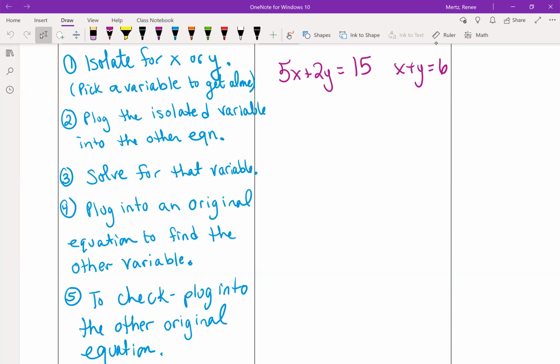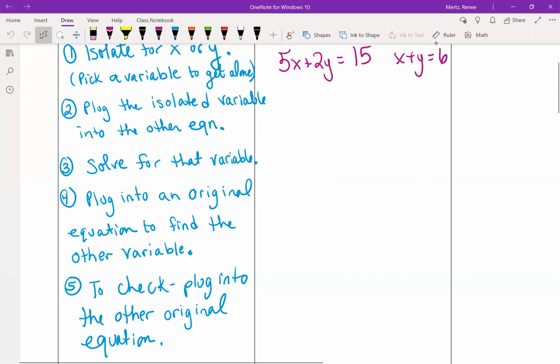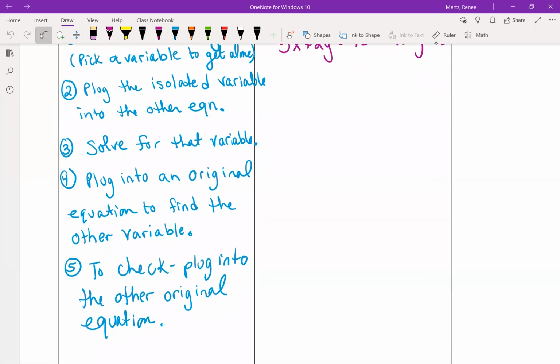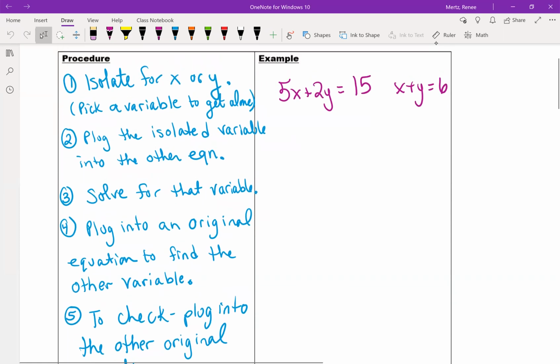Step 3, solve for that variable. Step 4, plug into an original equation to find the other variable, and then check by plugging into the other original equation. So that was a bit of a mouthful. Hopefully after we do one together, you'll see it.